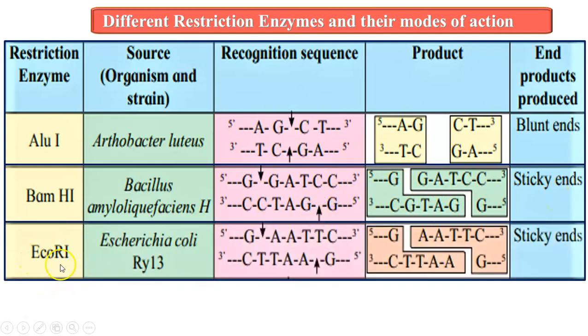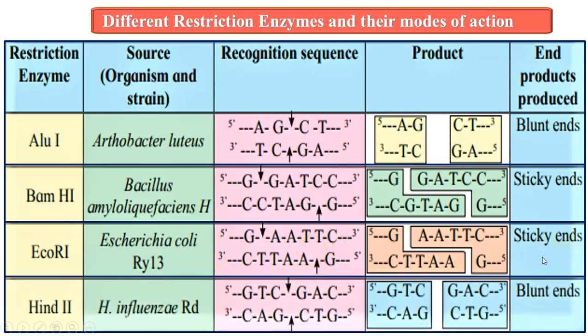EcoRI, Escherichia coli, and once again the staggered cut is given. This is the recognition sequence. Sticky ends are produced. HindII, this is the recognition sequence. Straight cut is given. Blunt ends are produced. So the different restriction enzymes identify different recognition sequences, and either they give a blunt cut or staggered cut, giving rise to blunt ends or sticky ends. Straight cut or staggered cut is given.